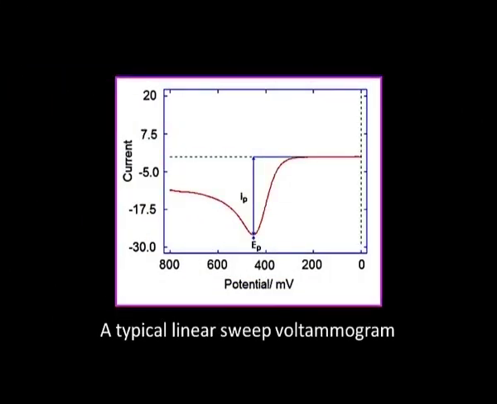This is a general look of a typical linear sweep voltammogram. Here you can see we have potential on the x axis, current on the y axis, and if we begin oxidation, the current starts from 0, reaches a maximum value and then starts decreasing. And therefore, in voltammetry we get a peak rather than an S-shape curve. A little later we will discuss why we get a peak in voltammetry in contrast to an S-shape curve in polarography.